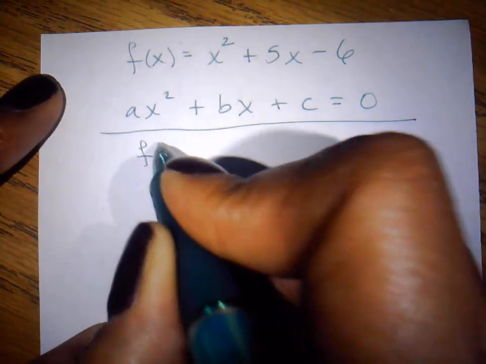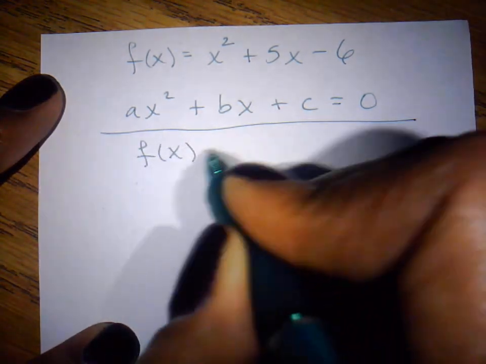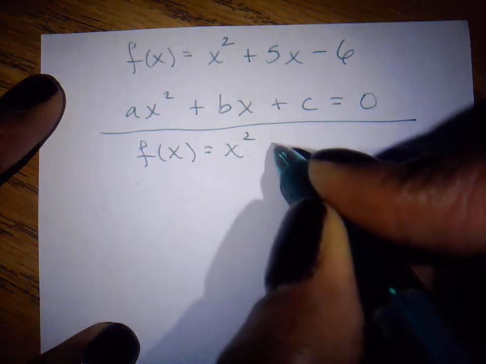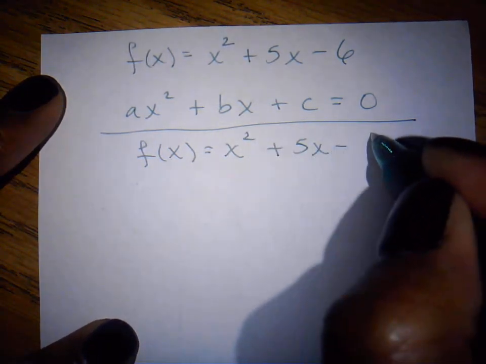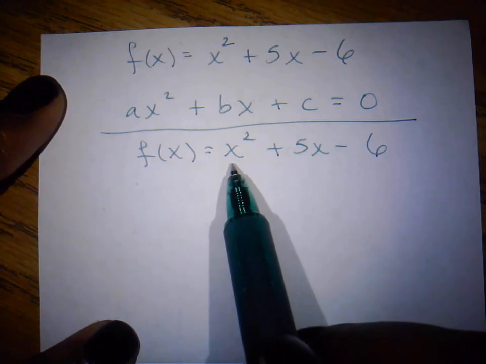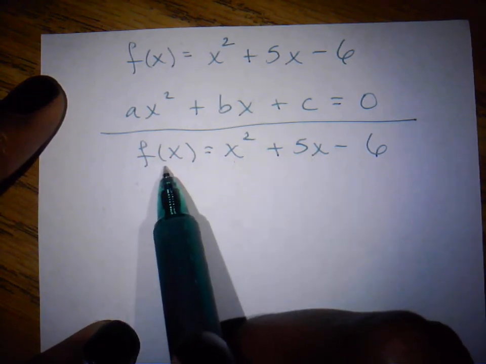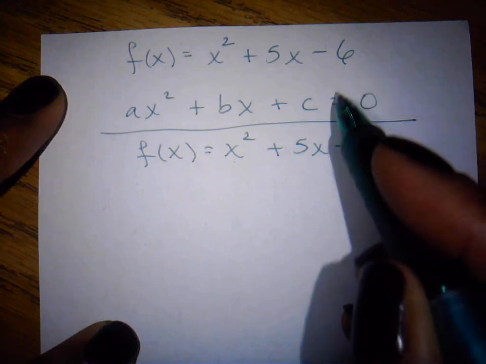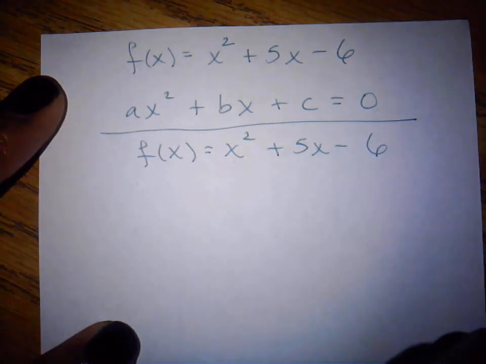So if I have f of x equals x squared plus 5x minus 6, when they ask me to solve it, they want to know what is the value of x when y is 0. That's why the 0 is here. This 0 has taken the place of this f of x.